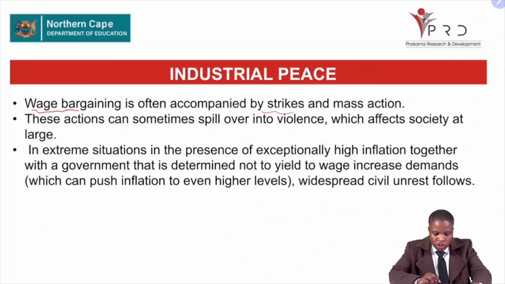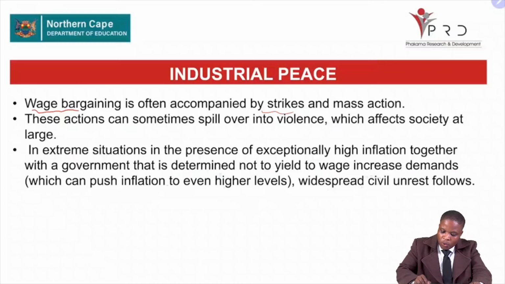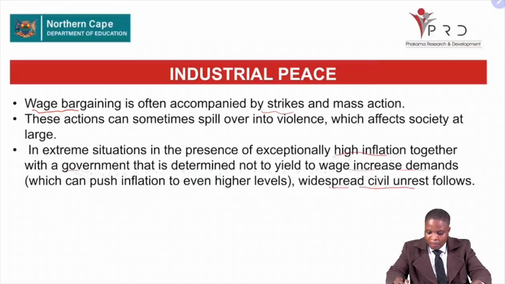In an extreme situation, in the presence of exponentially high inflation, together with a government that is determined not to yield to wage increase demands, which can push inflation to higher levels, widespread civil unrest follows. This can even get to civil unrest. If inflation is increasing, and government is saying, no, we're not going to take part in these demands of increase in wages, then it can even lead to more damage, even when it comes to our infrastructure and all of those things, where people are now fighting for these wages.